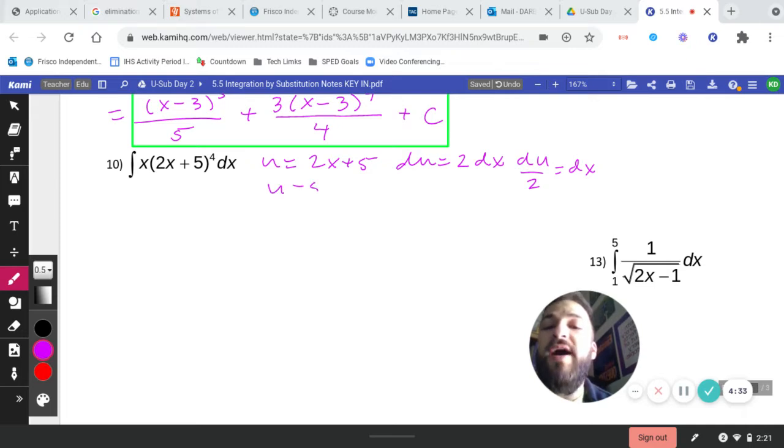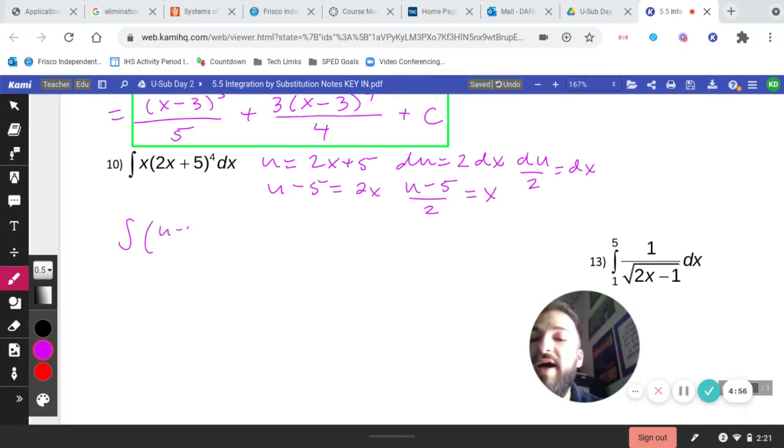So u minus 5 is equal to 2x, which means u minus 5 divided by 2 is equal to x. So I have two things I can replace: x with u minus 5 over 2, dx with du over 2, and then of course my 2x plus 5 with my u. So this becomes the integral of x becomes u minus 5 over 2, 2x plus 5 to the fourth becomes just u to the fourth, and dx becomes du over 2.